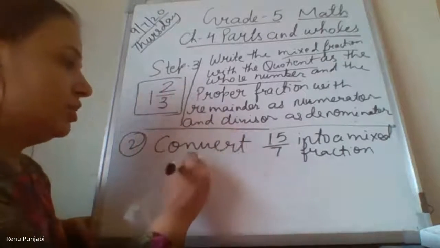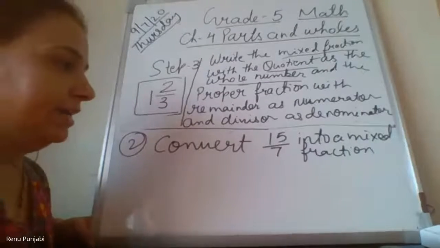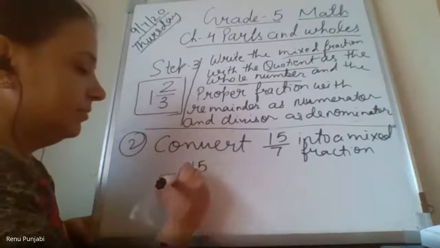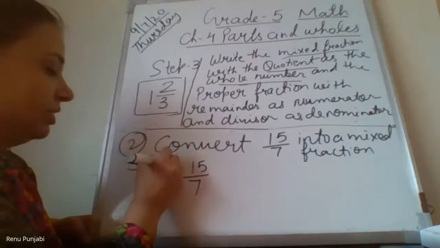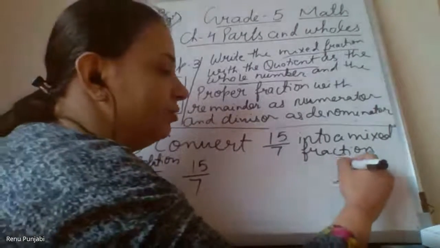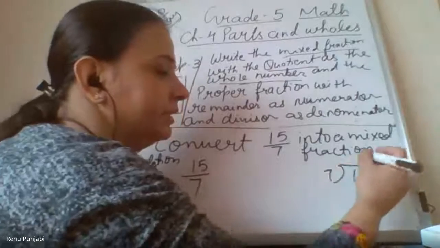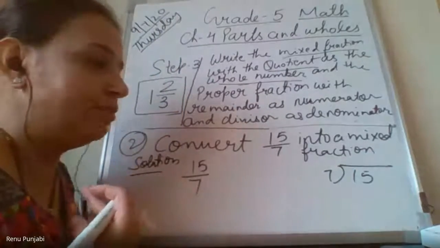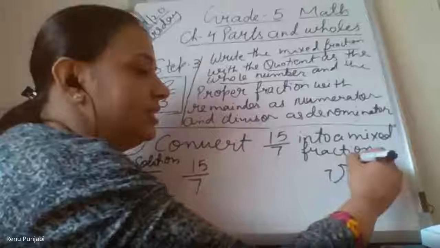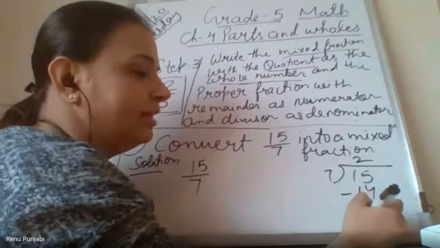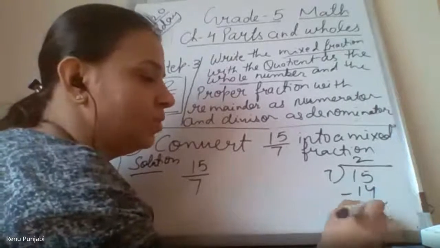So our first step was to divide. First, we write the sum in the solution. Then we divide it in the rough column. In the 7 table, how many times does 15 or less than 15 come? 7 twos are 14. 15 minus 14 is 1. So our remainder is 1.